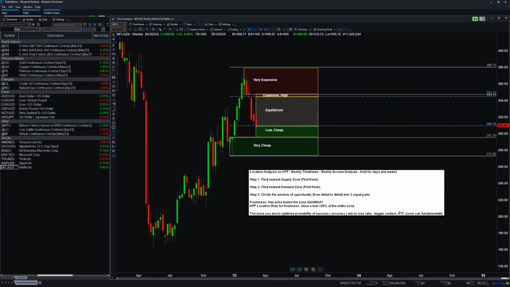Technicals can also be used to get an understanding of, hey, what is expensive and what is cheap. And so not all supply and demand zones are going to be used for timing the market.